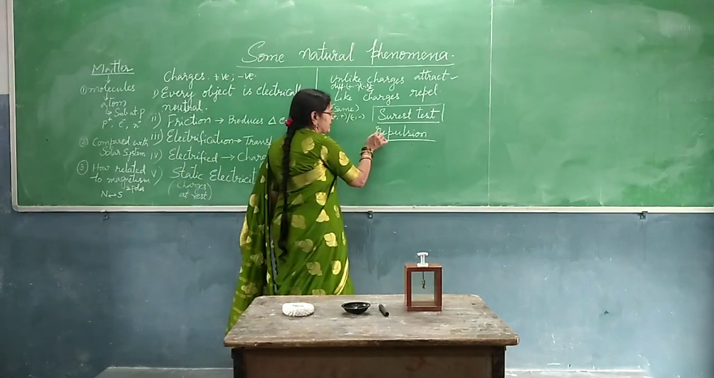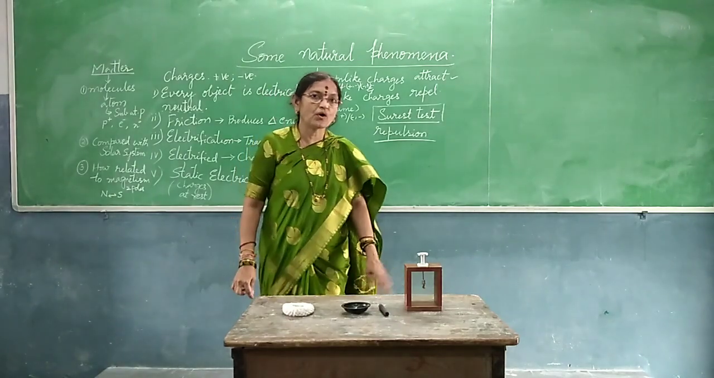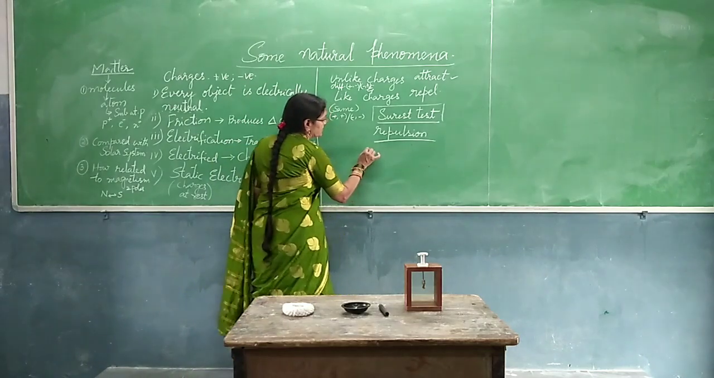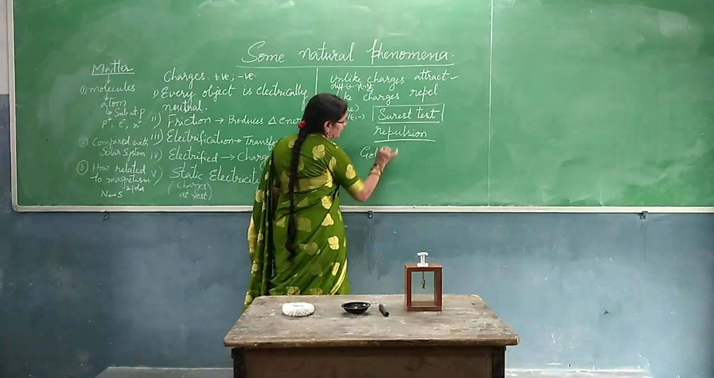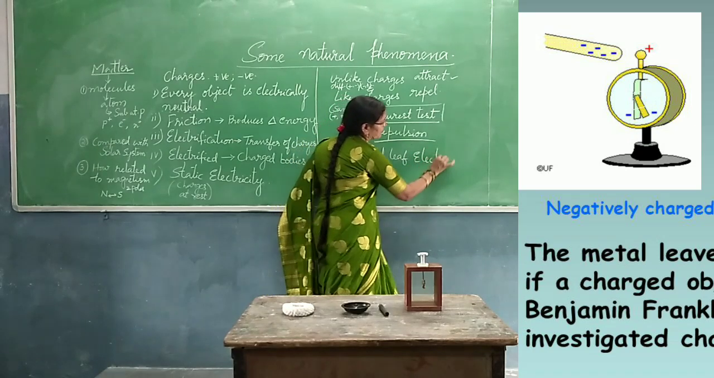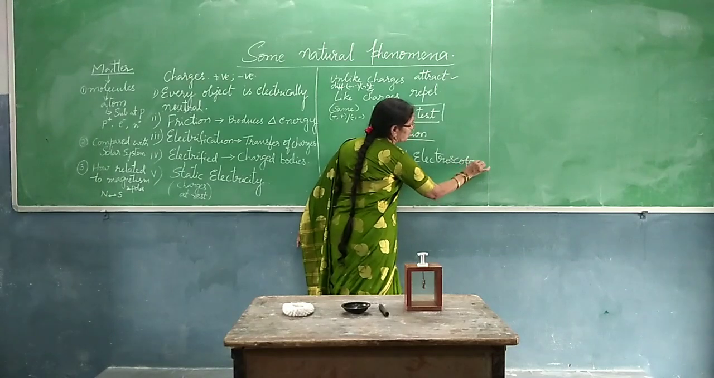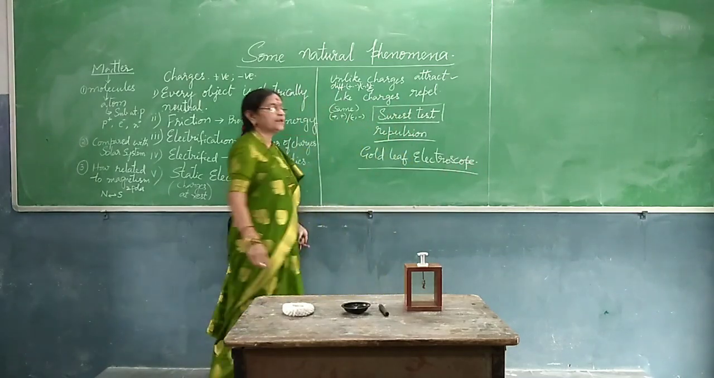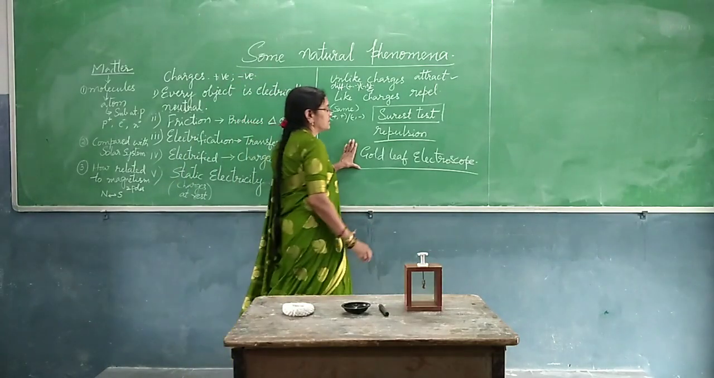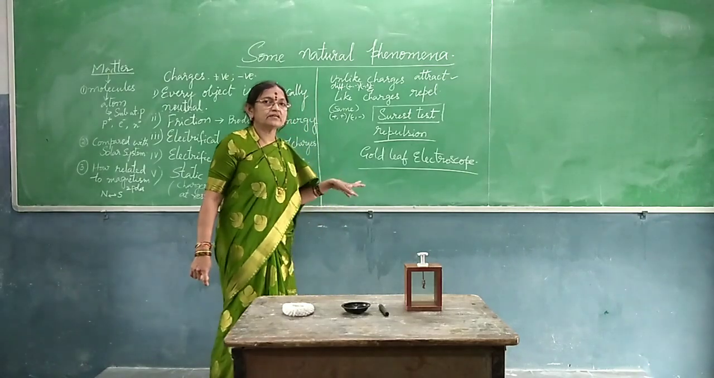And to know whether a body is having charges or not, you use one instrument that is known as the gold leaf electroscope. What is it? Gold leaf electroscope. Now, before going to this experiment on detection of charges, for the surest test, we will be taking some more activities.